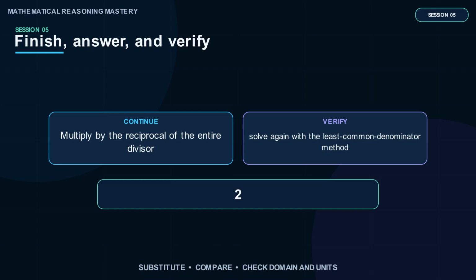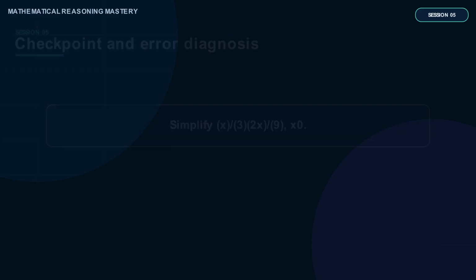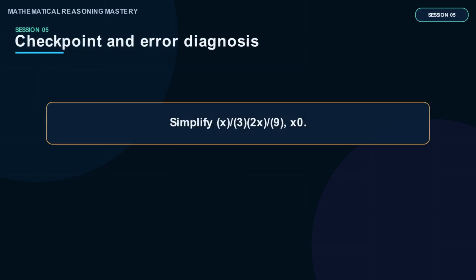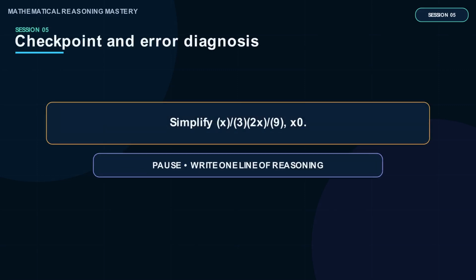Verify from another direction. Solve again with the least common denominator method. The check should use evidence independent of the original calculation whenever possible. Try this checkpoint without copying the example. Simplify (x/3) over (2x/9), x ≠ 0. Decide which mathematical fact controls the answer. Pause and write one line of reasoning before committing. A visible decision is easier to inspect, explain, and correct than an unsupported guess.